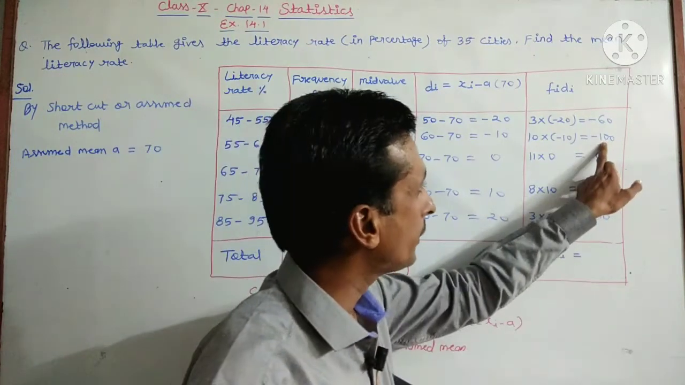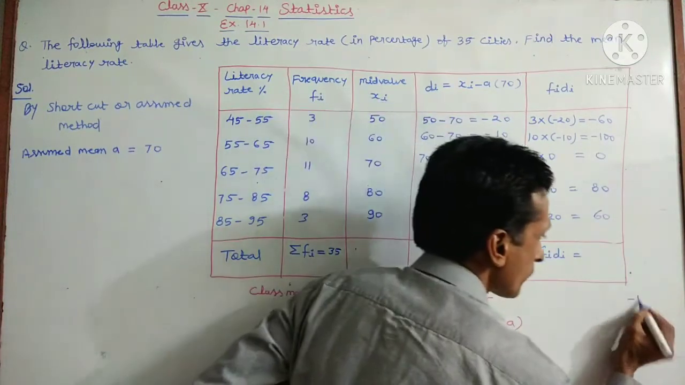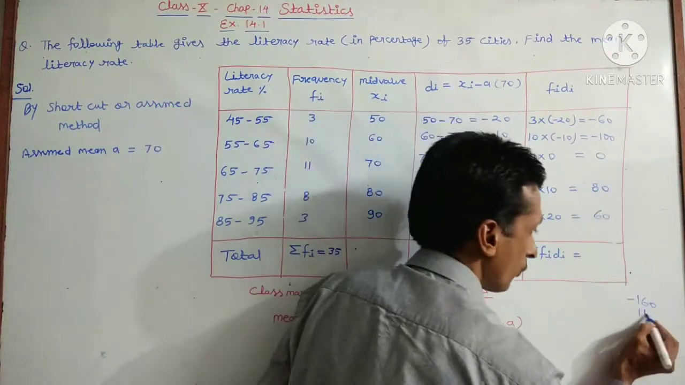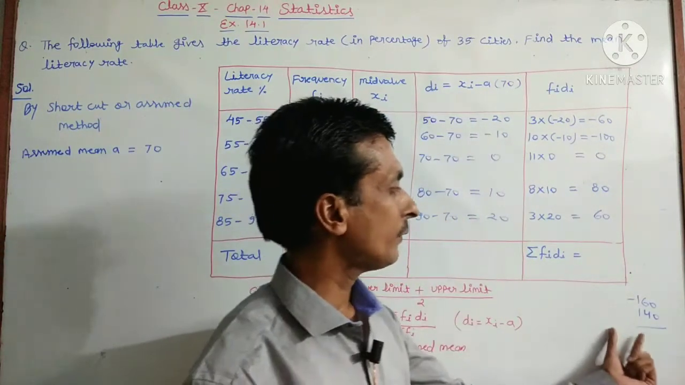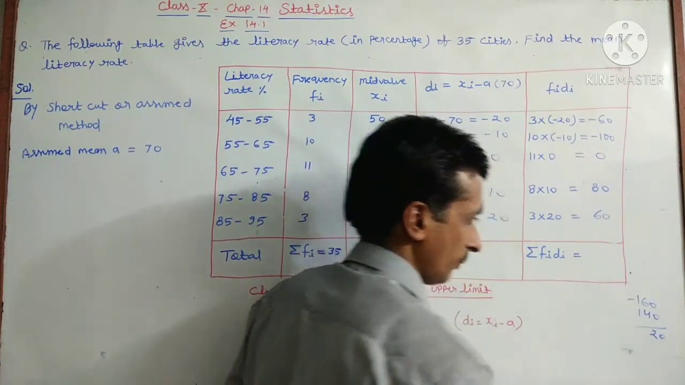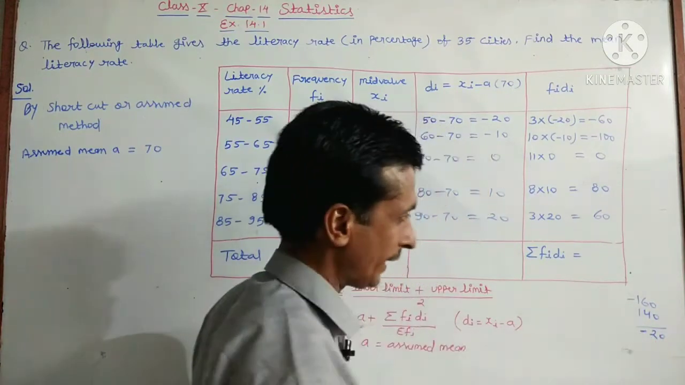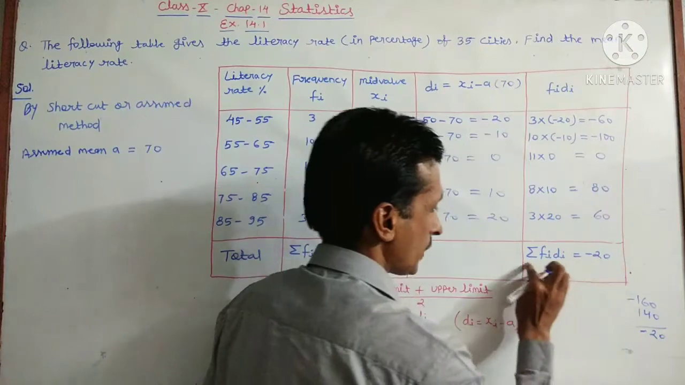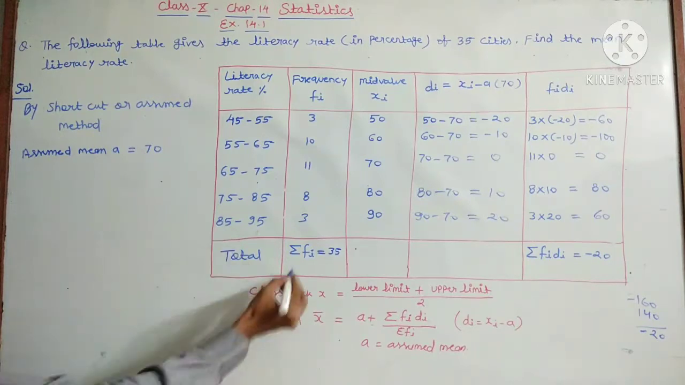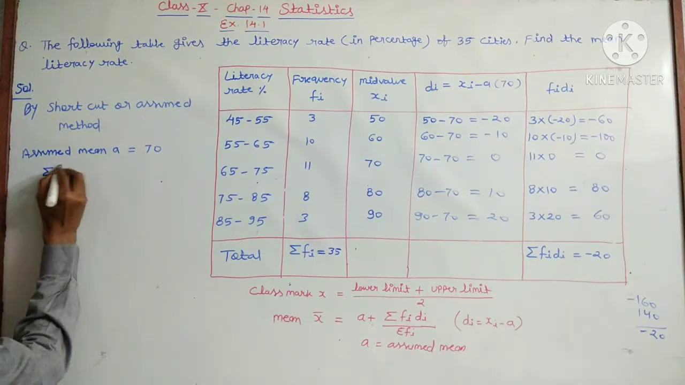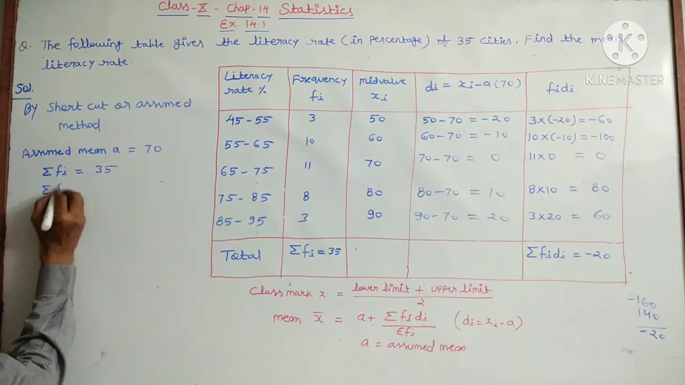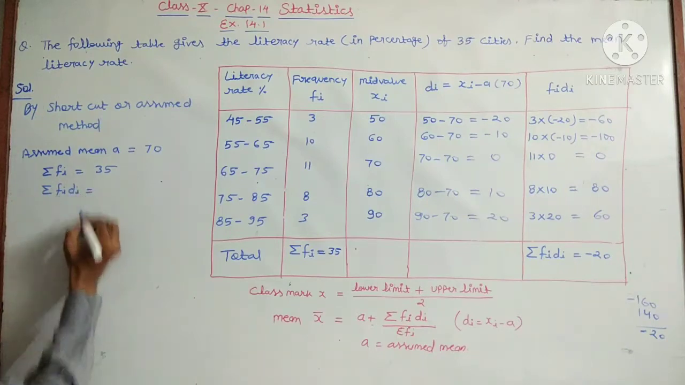So here it is 100 plus 60, how much? Minus 160. And 80 plus 60 is 140. One value is positive, one value is negative, so you subtract 160 minus 140, how much? Here it is 20. The bigger value is negative, so you have to put the negative sign: minus 20. Sigma fi di equal to minus 20. Now you can write summation fi equal to 35, and summation fi di is equal to minus 20.